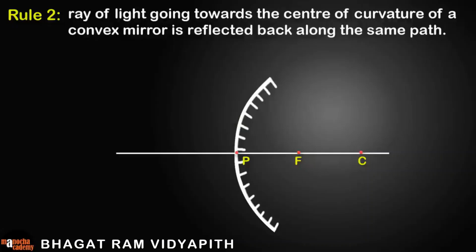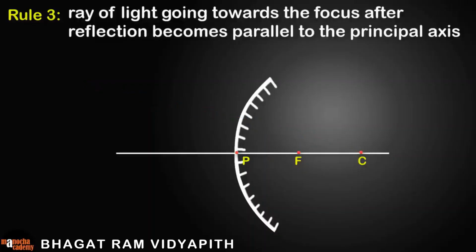Rule 2. A ray of light going towards the center of curvature of a convex mirror is reflected back along the same path. Rule 3. A ray of light going towards the focus after reflection becomes parallel to the principal axis. Can you see that Rule 3 is exactly opposite of Rule 1? It's due to reversibility of light.